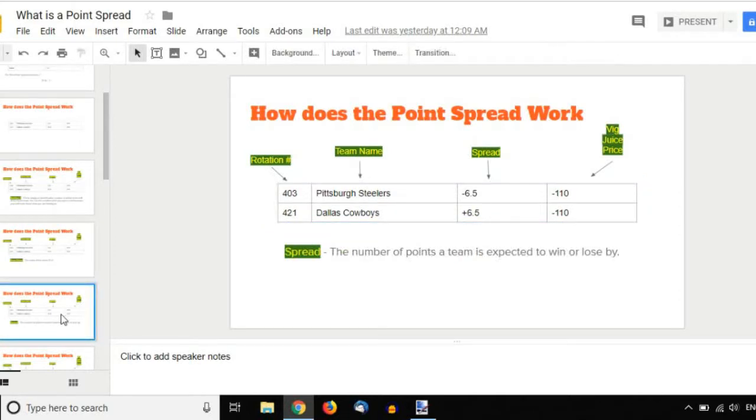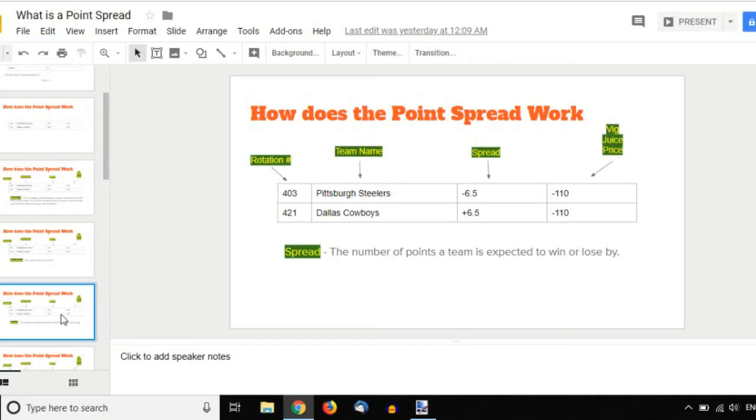Number three is the spread. That's the number of points that a team is expected to win by, and a lot of times you'll see it expressed in a decimal term. Like right here, I have the minus 6.5, the plus 6.5. That's to avoid ties. So the team has to win by 7 or more points in this case, to be exact, and we'll talk a little bit more about ties later in the video.